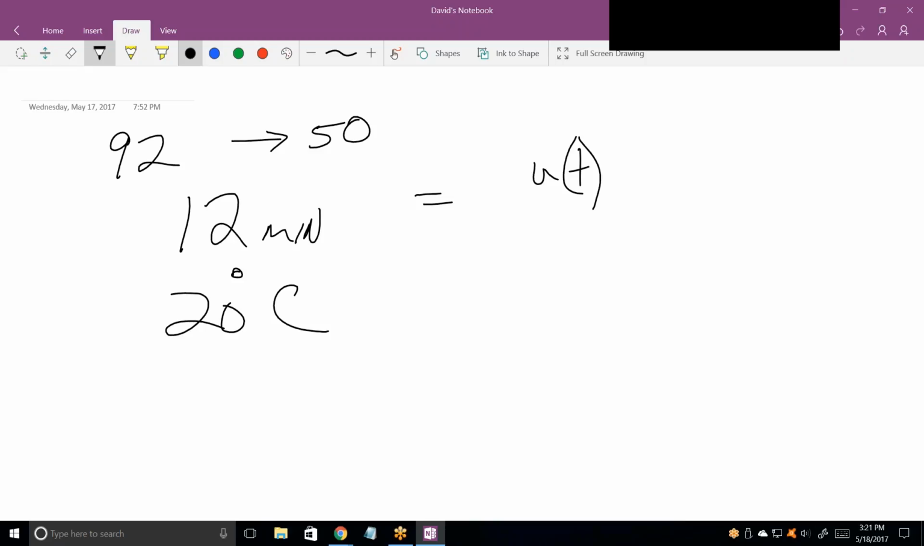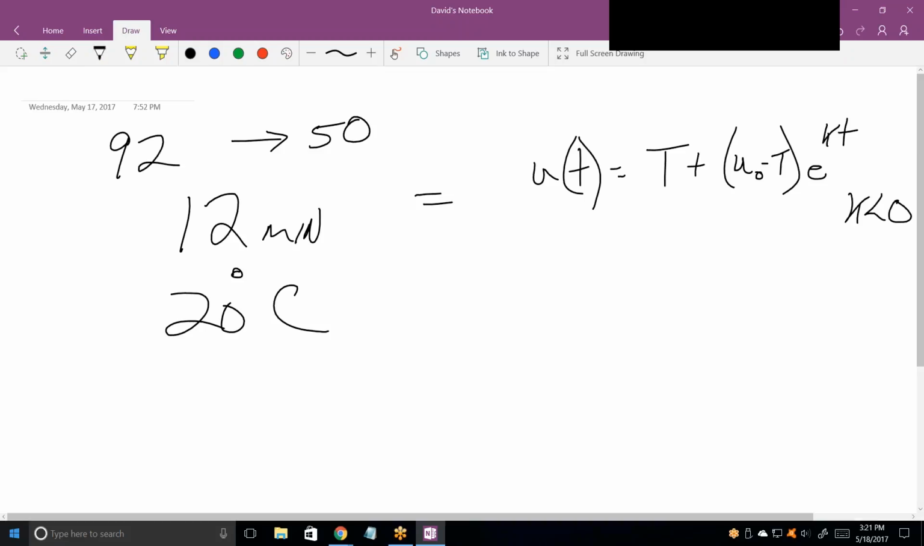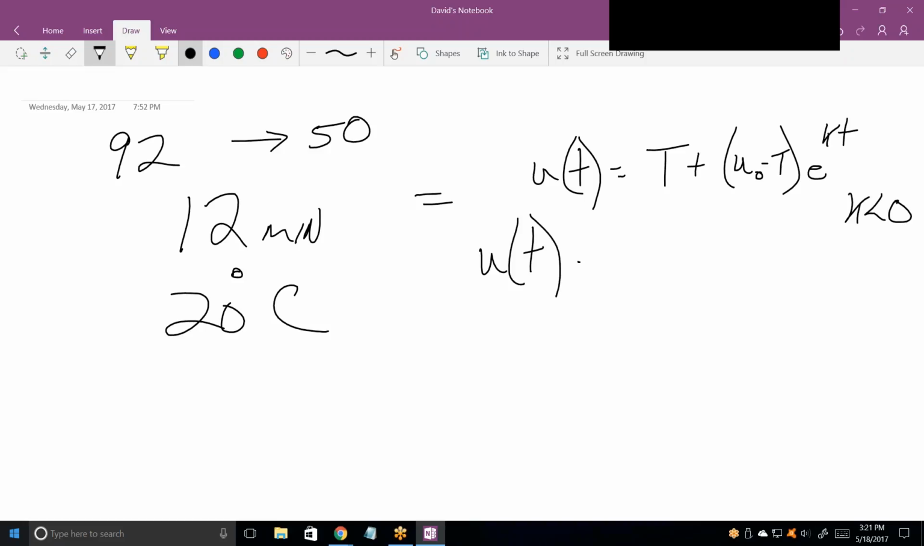U of t equals the temperature plus U sub 0 minus T times e to the kt. Yeah, that's the formula we're using, where k is less than 0 and T is the constant temperature. So U of t equals, T is the constant temperature, which is that one, correct? The constant temperature in the room is actually 22 degrees. Oh, it should have been 22? Yeah, it should have been 22, I think.